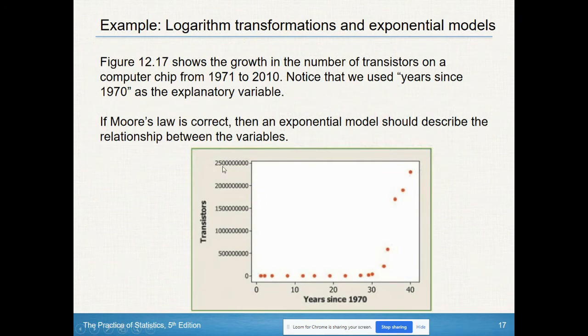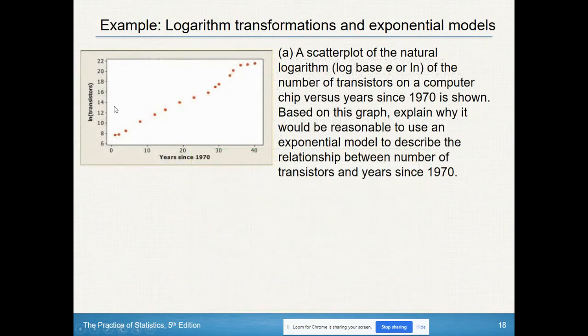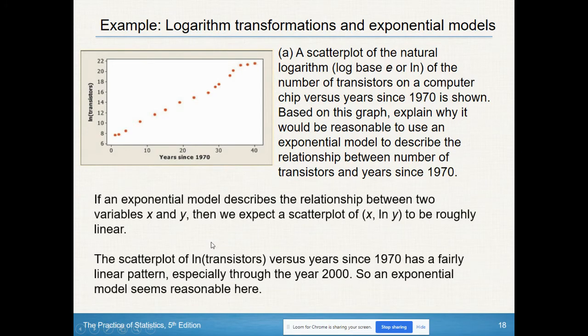It's just that the y-axis has now changed because it's ln of those numbers. That gives us a relationship that looks a whole lot more linear. So based on this graph, explain why it would be reasonable to use an exponential model to describe the relationship between the number of transistors and years since 1970.